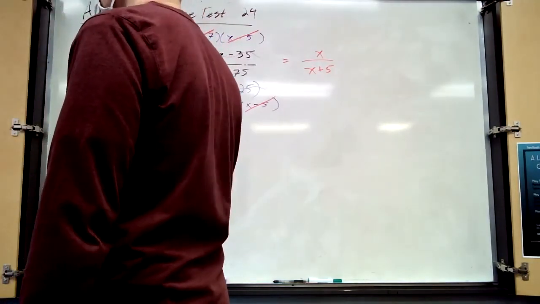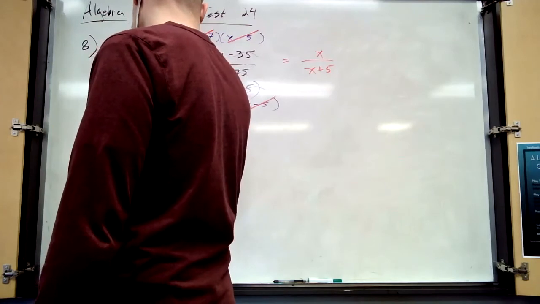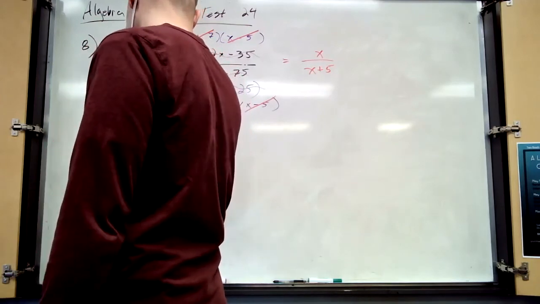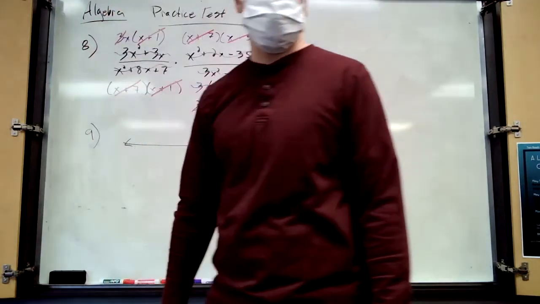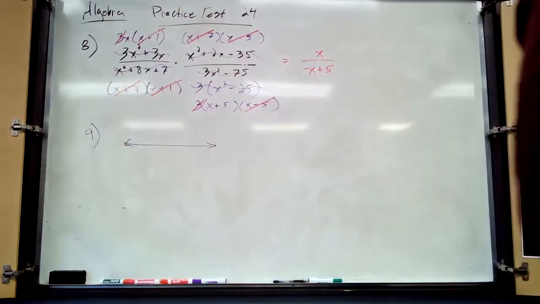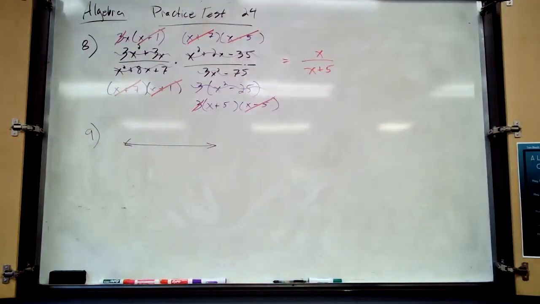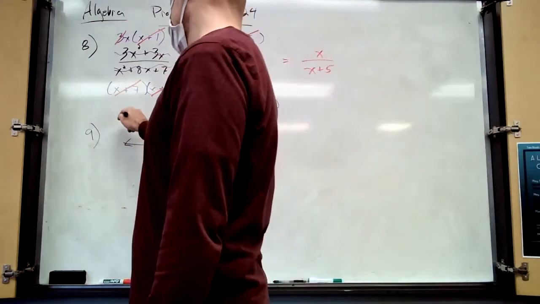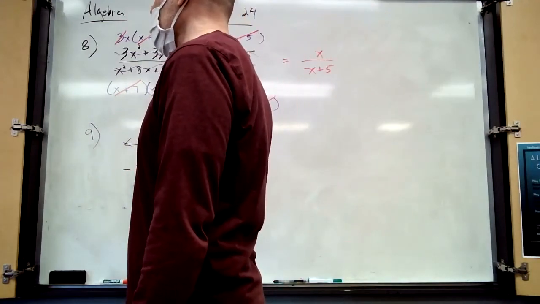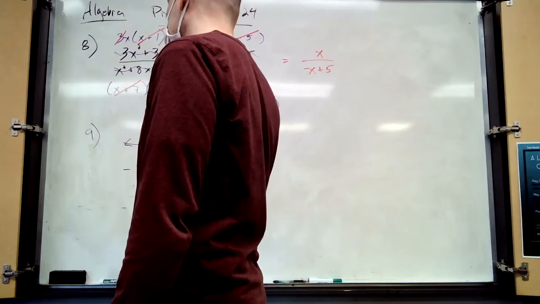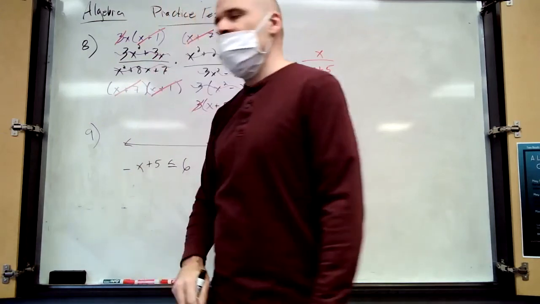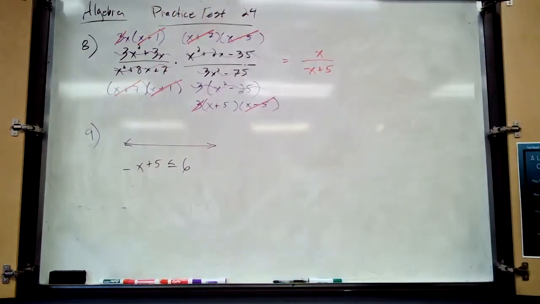Okay, so we want to graph this on a number line. So first step to graphing is to solve for x. Okay? So how do you solve for x? We got negative x plus 5 is less than or equal to 6. How do you solve for x?